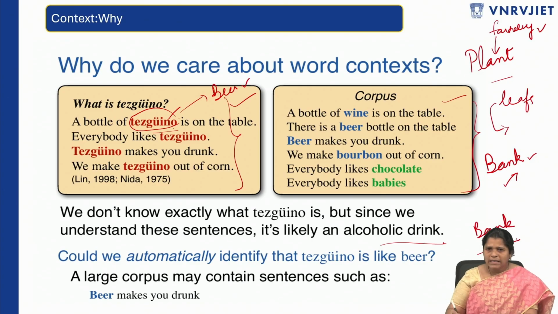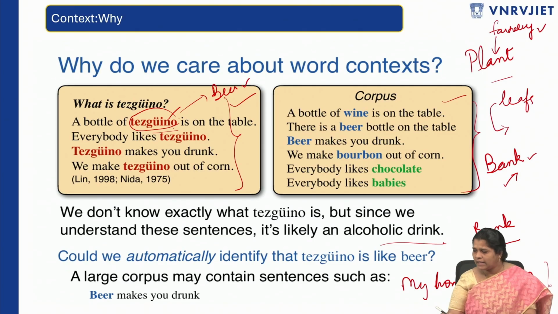So more or less I can determine based on context. If I say my house is near the riverside bank, I can easily determine that it is related to the riverbank. If I say I went to the bank to perform some transactions, again that is different. So likewise, we can automatically illustrate how these words are used in different contexts.